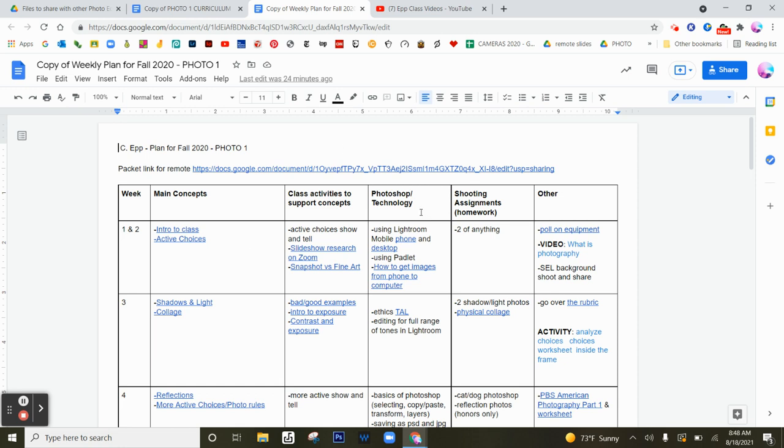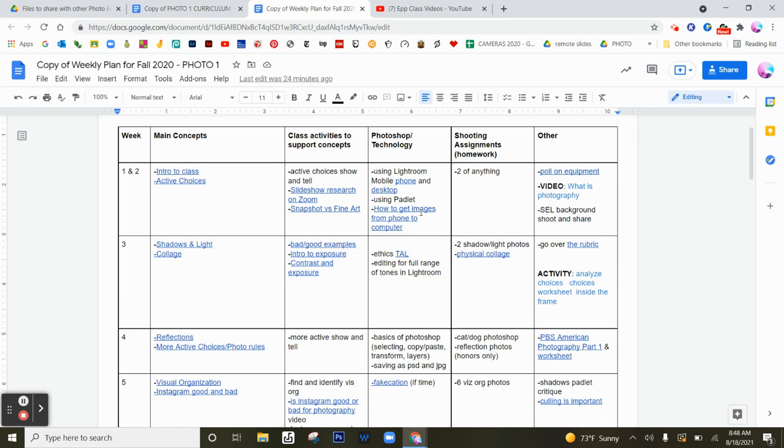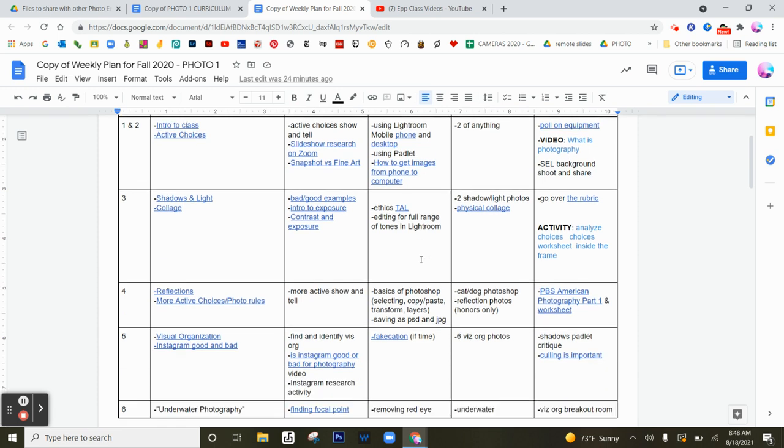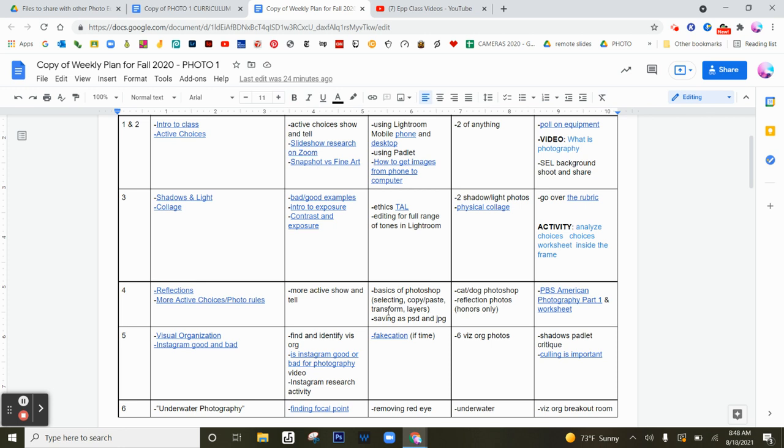So, in terms of Photoshop, the way I structure it is in little pieces. The first things are just cutting and pasting, transform layers, all that kind of stuff. And then they do a Photoshop where they have to have a cat or a dog and all this goofy stuff going on.